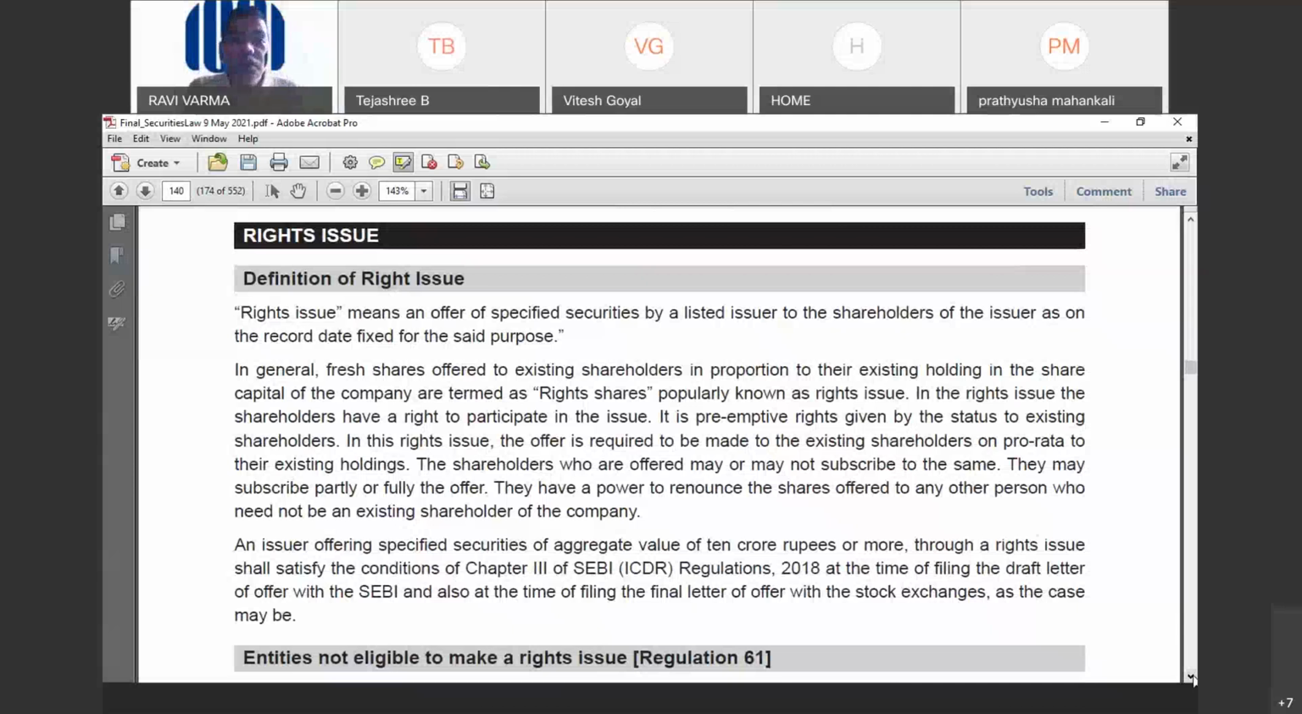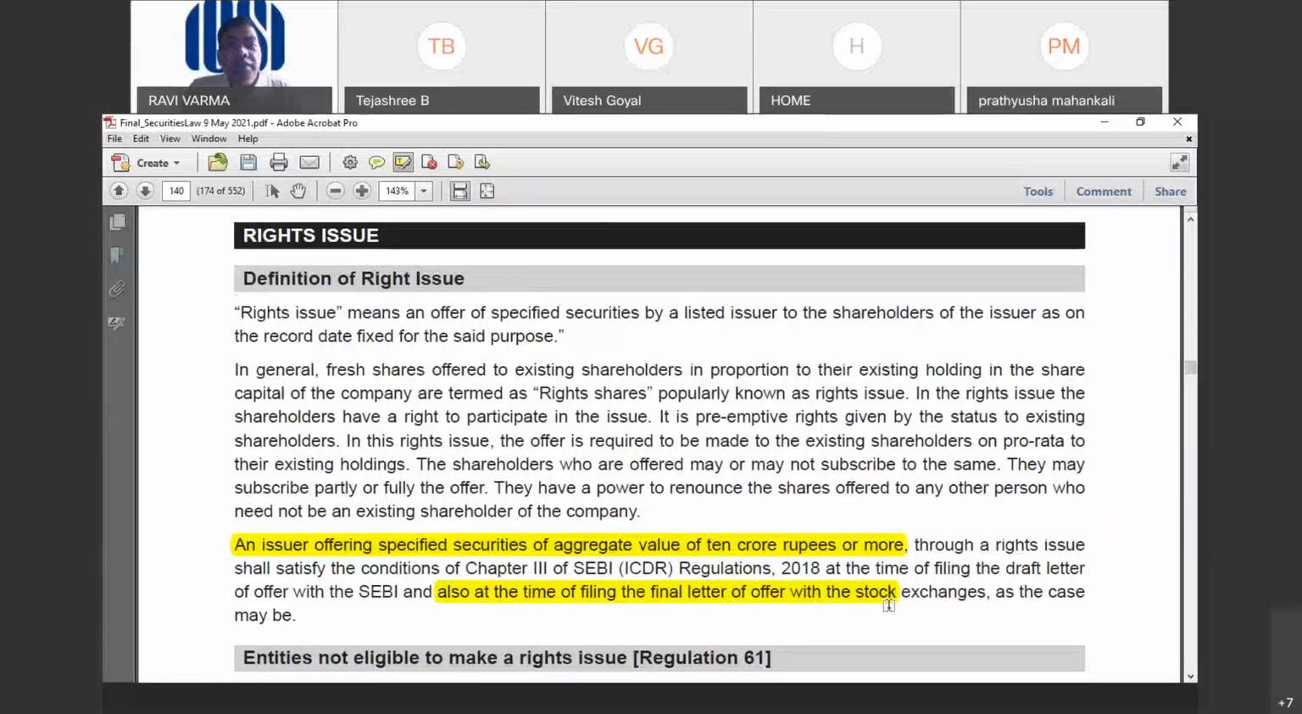So in the rights issue also, you need to file the draft of a document. But in the rights issue, the threshold is very low. In a rights issue, if you look at the third variety, an issuer having a value of rupees 10 crore or more at the time of filing of the letter of offer, right? And also at the time of the final, as the case may be.